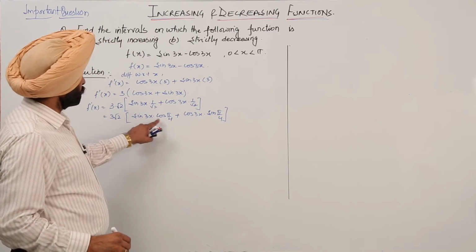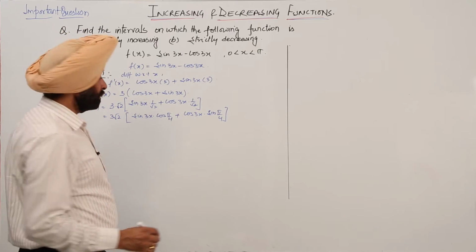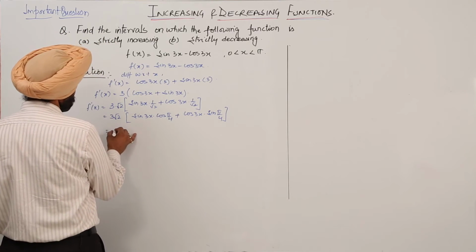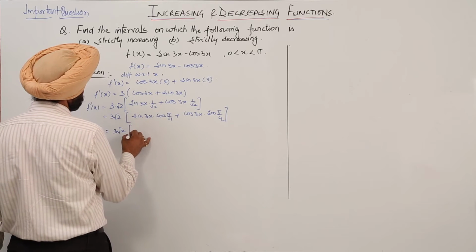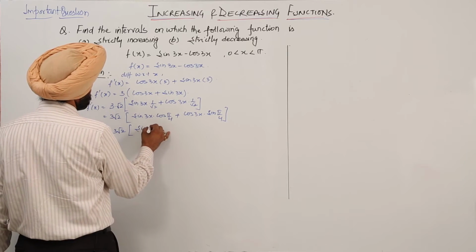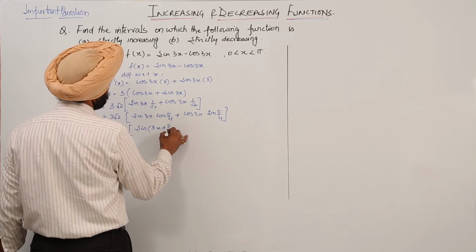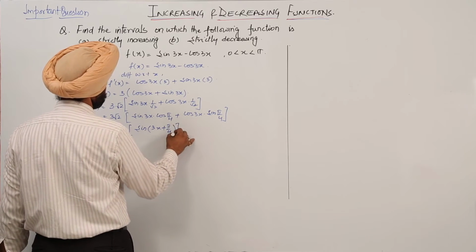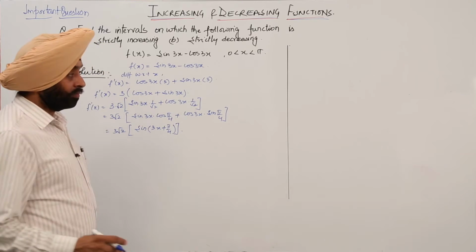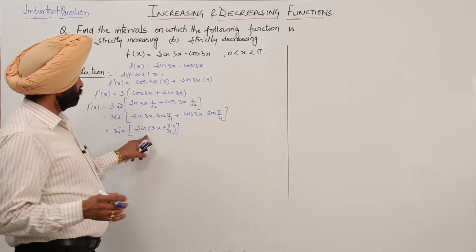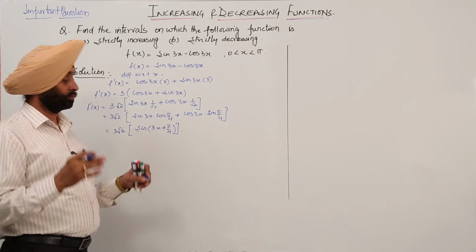Now sin A cos B plus cos A sin B is what? Formula for sin(A plus B). So sin(3x plus pi by 4). Now we have got one single term, that is one single ratio for this.